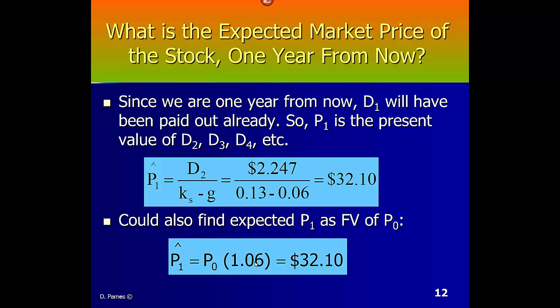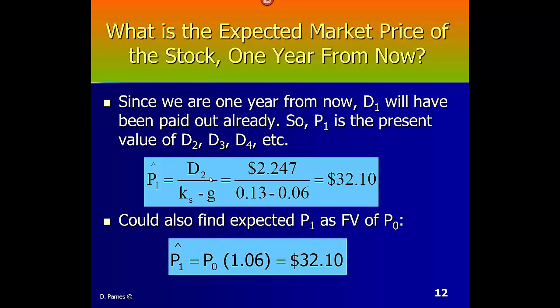What is the expected market price of the stock 1 year from now? Well, in this case, we need to calculate P1. Based on the Gordon model, P1 is equal to D2 divided by Ks minus g. Just remember that the dividends will always start 1 period or 1 year after the current valuation. If you need to price P6, you will start with D7. P18, you will start with D19.